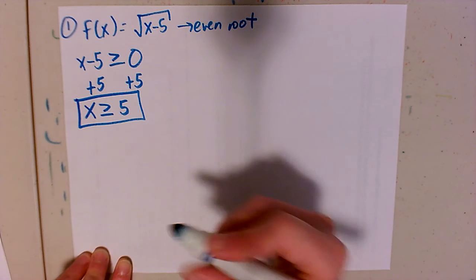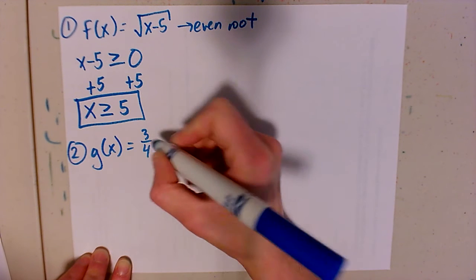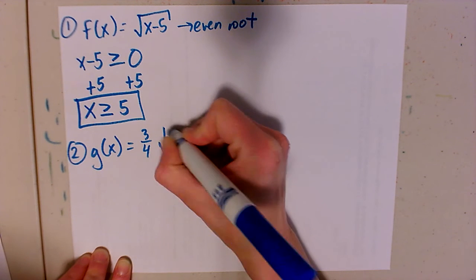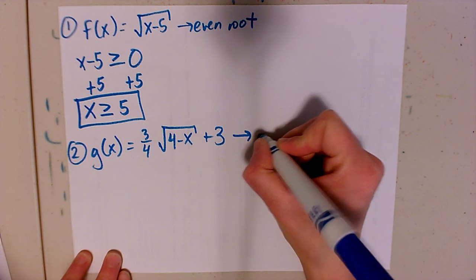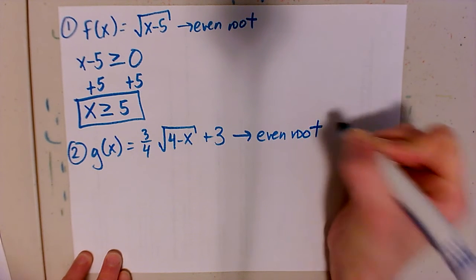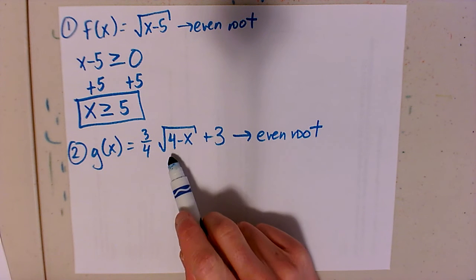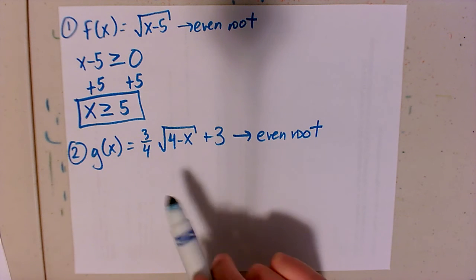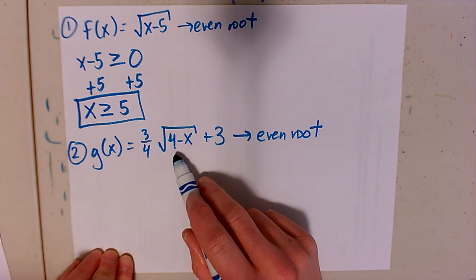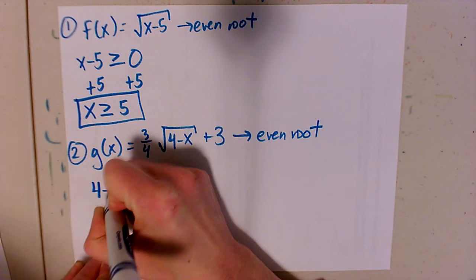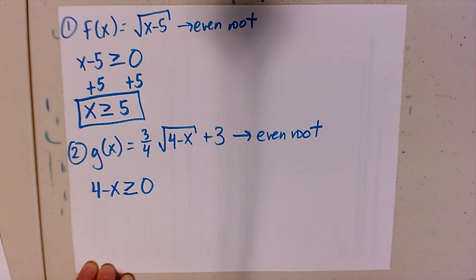And I'm all done. For number 2, we have g of x is 3/4 times the square root of 4 minus x, plus 3. Now, this is an even root. It's another square root, so it's an even root. When you're finding the domain of a radical function, all you care about is what's under the radical. Anything outside of that you don't care about. So this 3/4 doesn't matter when we're finding our domain, and this plus 3 doesn't matter either. So all we're going to do is take that 4 minus x underneath the radical and set it greater than or equal to 0. And then we'll go ahead and solve this.